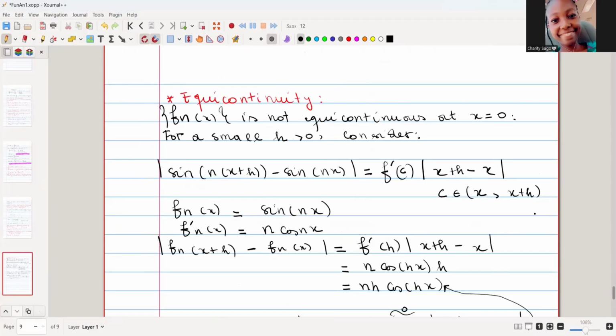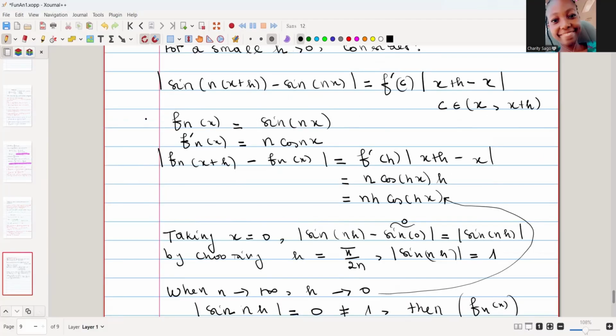So the problem was here. We wanted to show that this sequence of functions is not equicontinuous. And we notice that this sequence of functions is not equicontinuous at x equal to 0, and we want to show it. You can consider, maybe by contradiction, that it is equicontinuous at 0. So it means that for a small h, we have this. And this comes from the mean value theorem that I was trying to explain here.